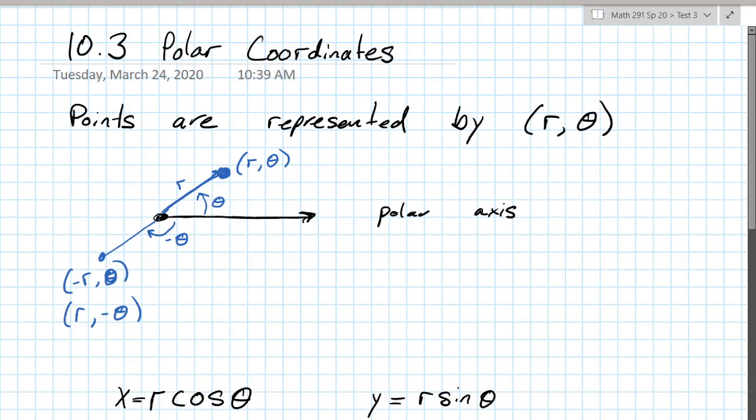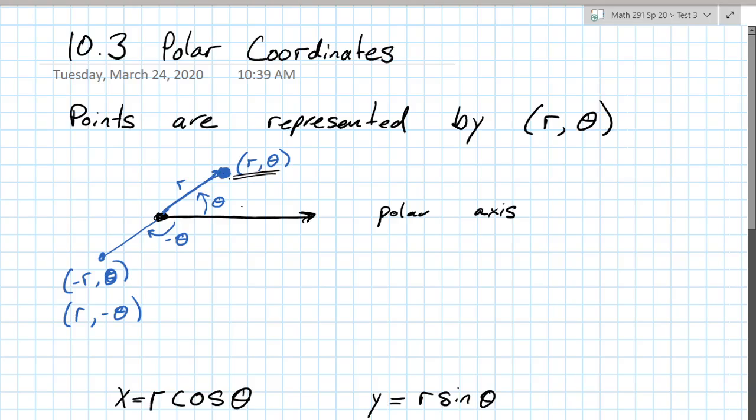And then we measure our point by taking the radius r and then rotating counterclockwise through theta radians. So we have this point (r, theta). It's r away from the origin, or the pole, and its angle is theta.